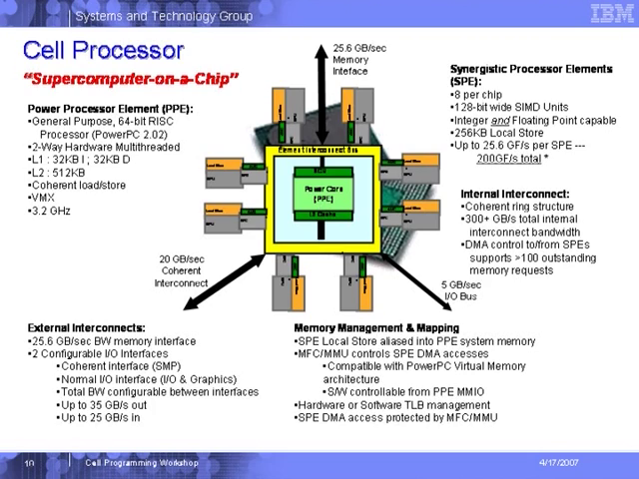In the middle here, we have the PowerPC. We call it the PPE, with level 1 and level 2 cache, two-way hardware multi-threaded, coherent load and store, with VMX instruction support, running at 3.2 gigahertz. Outside over here, we have the SPEs, with 128-bit wide SIMD units. Each of the SPEs has about 128 registers, and each register is 128-bit wide.